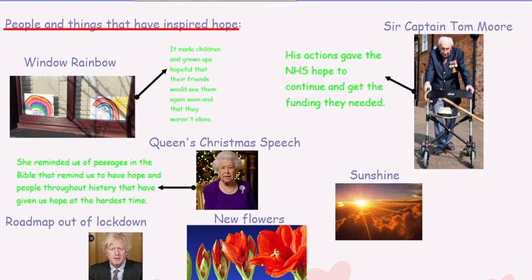So here are people and things that have inspired hope. So there will be some things that are really familiar to you. We've got the window rainbow. Now during the first lockdown I know some rainbows were made for the NHS, but these were the window rainbows. Now, back where I used to live, these rainbows were created by children and by adults so that when you went for your one daily bit of exercise, you could count how many rainbows you could see, so that then you were a bit hopeful that there were still people out there and your friends were safe. So it was a really nice way of spreading hope.